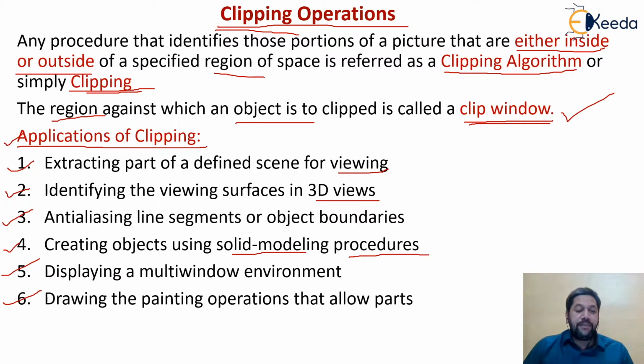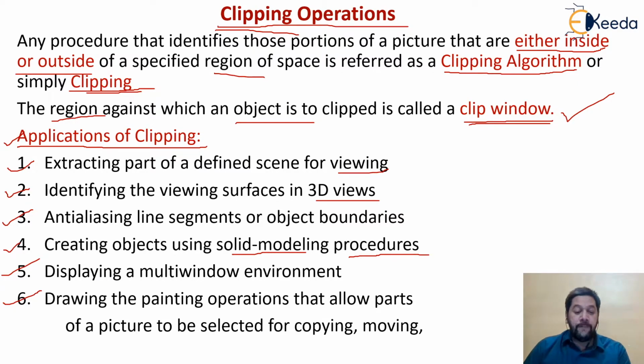So that is the sixth application I am listing. Drawing and painting operations allow a part of a picture to be selected, for the purpose of copying, moving, erasing, or duplicating, etc. So there is a wide range of applications of clipping. I have listed some of them, and I hope all of you are clear on the basic definition of clipping and how it is used. So we are continuing our discussion of clipping.